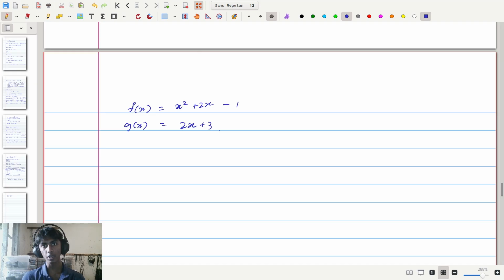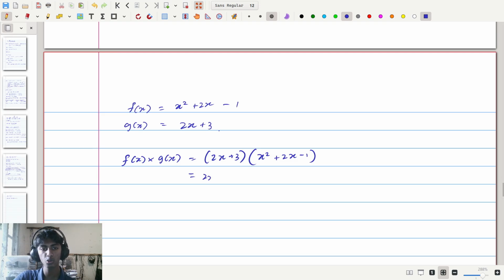Both of these are polynomials. I'm writing simpler polynomials here because it will make the multiplication simpler. Otherwise, we will have to do a lot of multiplication, a lot of effort, to find f(x) times g(x). So now let's consider f(x) times g(x), and consider what that's equal to. This is the same as writing (2x plus 3) times (x squared plus 2x minus 1). So here, by distribution, this is also equal to 2x times (x squared plus 2x minus 1).